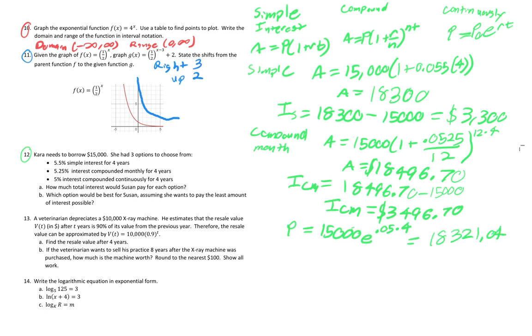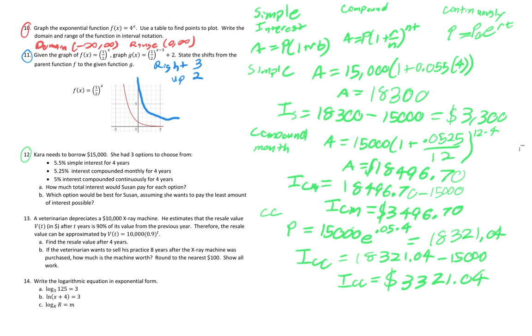18,321.04. Now we want to know our interest for our compounded continuously. That's going to leave us with 18,321.04 minus 15,000. It's going to leave us with our I compounded continuously equal to 3,321.04 in dollars, right? Don't want to forget the dollars. So, dollars, 3,321.04. So, that's going to be our answer for part A.